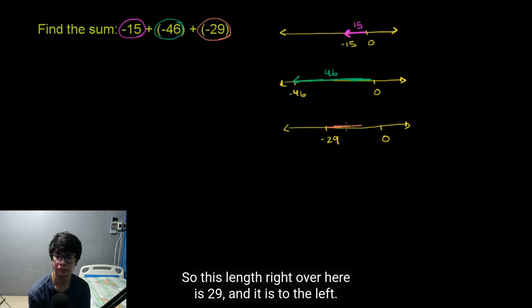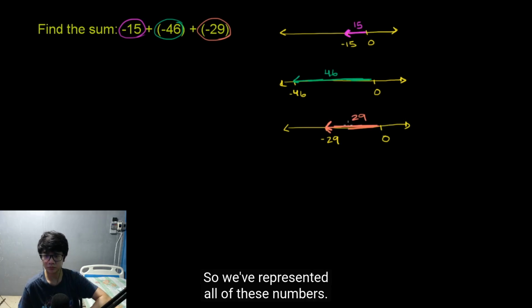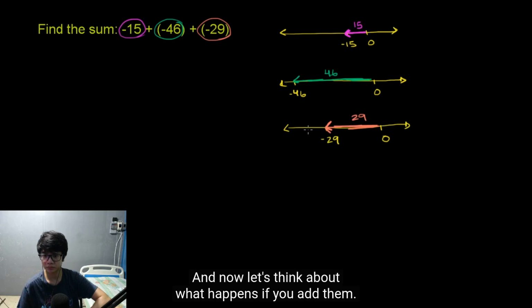So this length right over here is 29. And it is to the left. That is why it is negative 29. If it was positive 29, it would be 29 to the right of 0. So we've represented all of these numbers, and you can see what their absolute values are like. And now let's think about what happens if you add them.